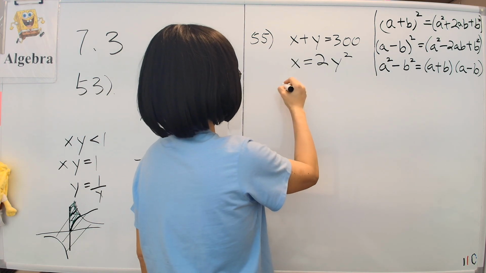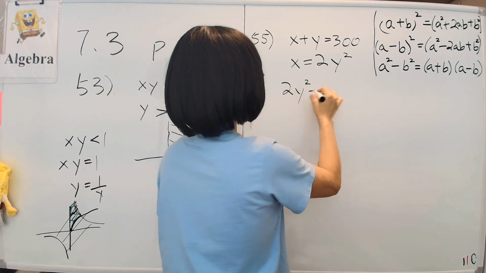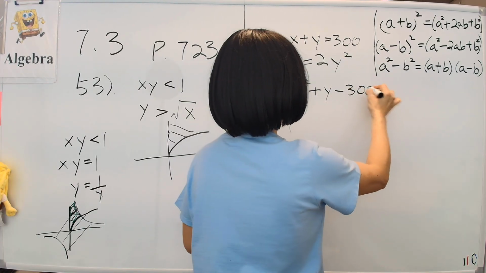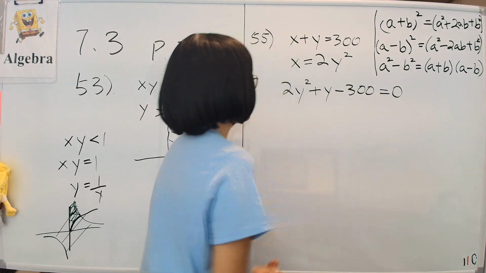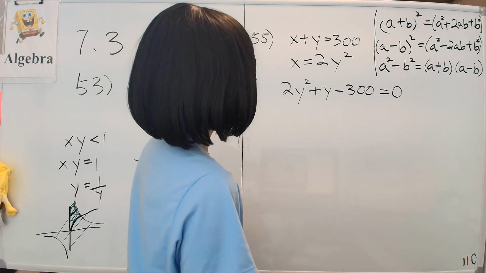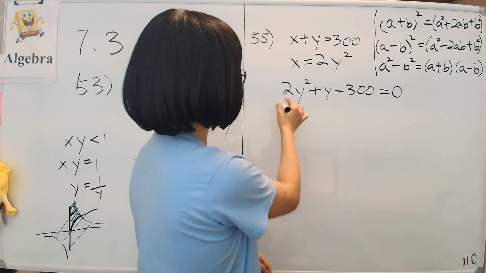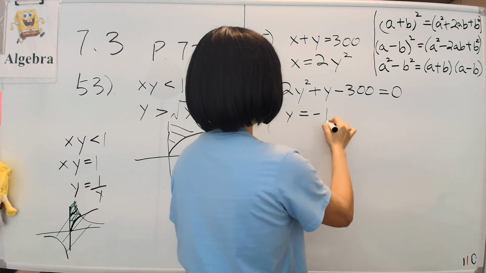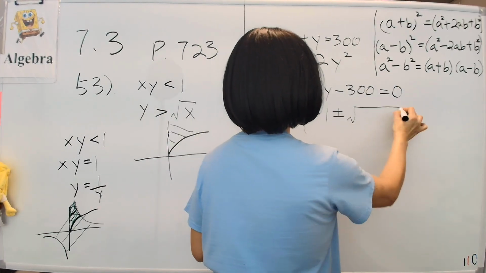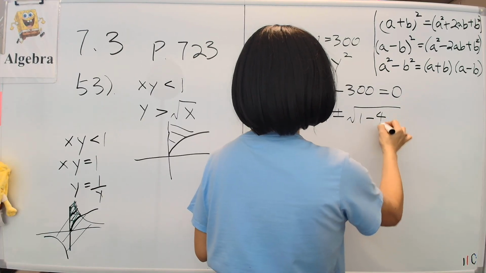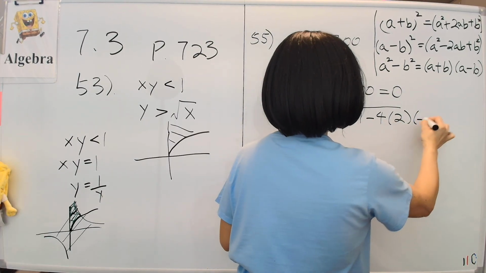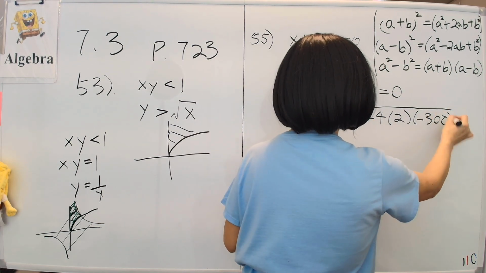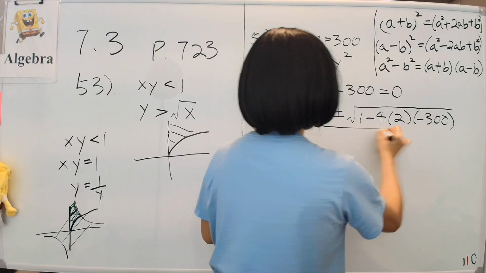And so then it becomes 2y squared plus y, and then we'll move the 300 over, minus 300, and that equals 0. At this point, instead of trying to do that trick, we're just going to do the quadratic formula. So y equals minus 1 plus or minus the square root of 1 squared minus 4 times 2 times negative 300, which is good because we have a minus sign here. So another minus sign will keep it positive, and all divided by 4.